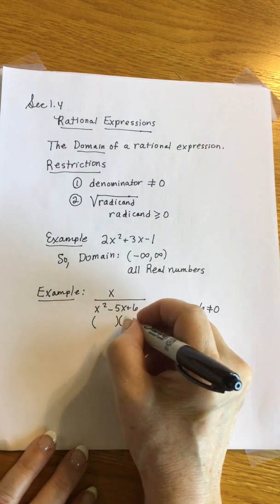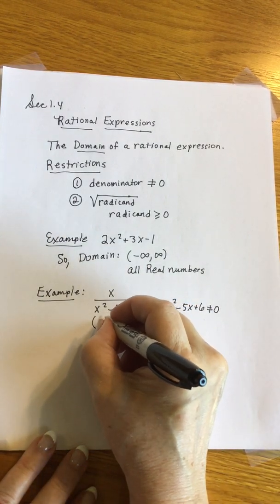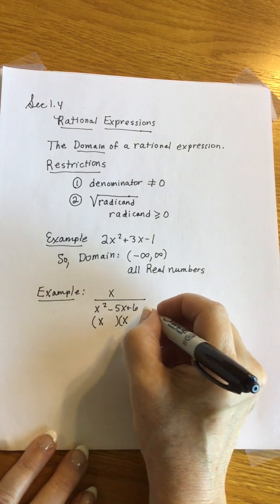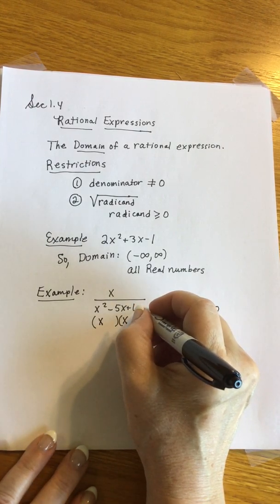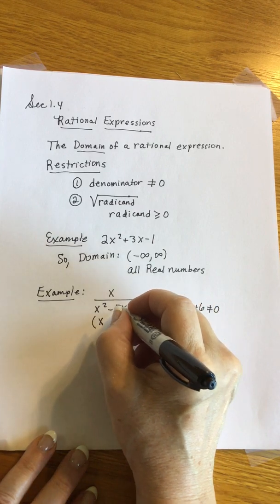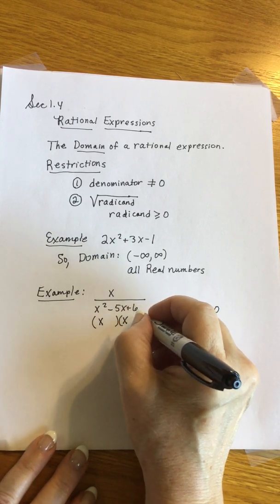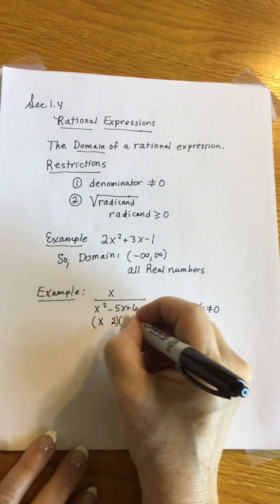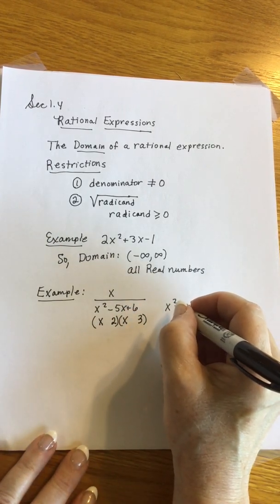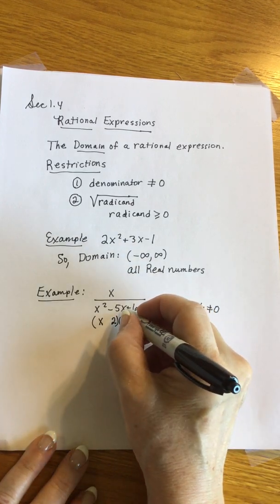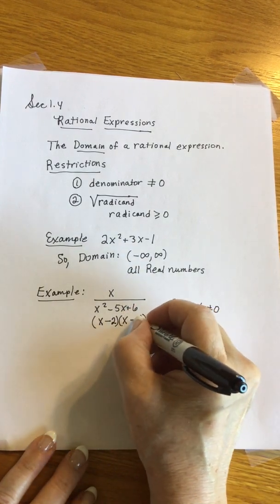The first two have to multiply to be the x squared, so this is going to be x and x. The last two have to multiply to be a positive 6, but we know that the factors of 6 have to add to be 5. So we've got 3 times 2. Since this is a positive 6, they're either both positive or both negative. So in our case, since it's a negative 5, we're going to have a negative 2 and a negative 3.